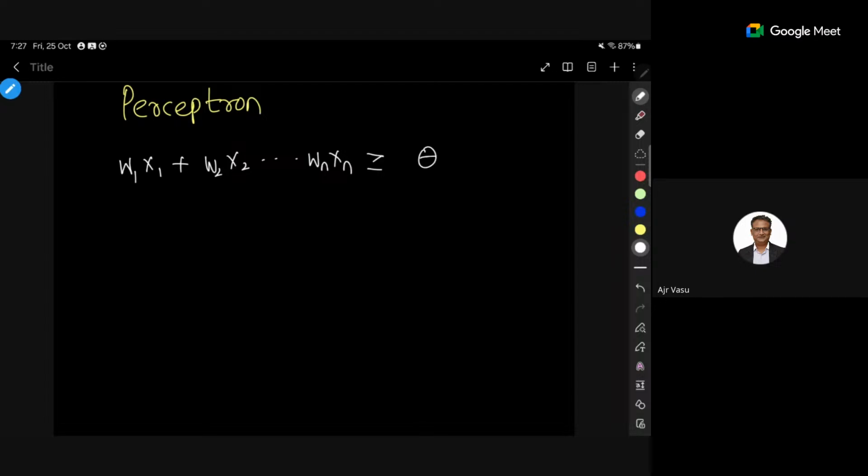Or let it be theta. If you have theta, that means we are talking about a threshold, that this value has to be greater than that threshold, right? But when we bring it to the left side, we call it the bias.